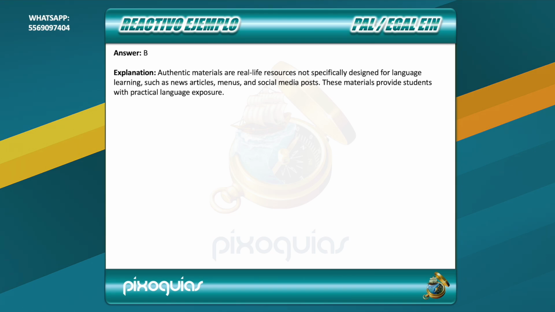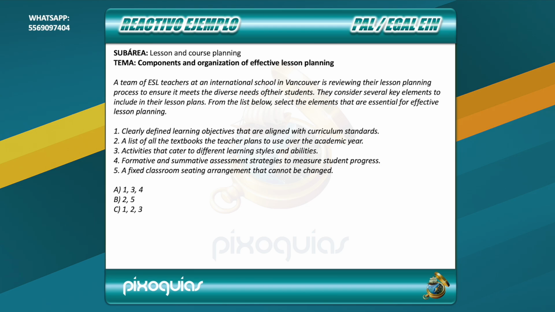Organizing the elements of lesson planning. A team of ESL teachers at an international school in Vancouver is reviewing their lesson planning process to ensure it meets the diverse needs of their students. They consider several key elements to include in their lesson plans. From the list below, select the elements that are essential for effective lesson planning.